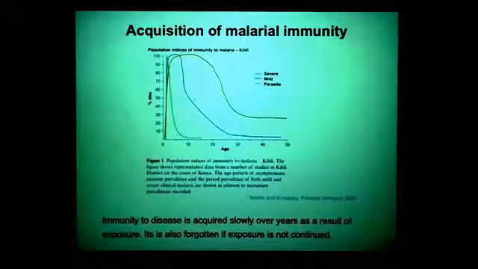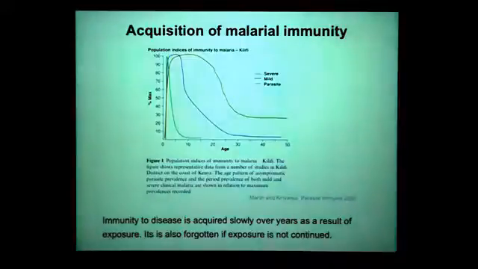And we really don't understand why it's so hard for the human immune system not only to launch an immunological response against malaria, but also to remember the malaria parasite. For some reason, it seems to be a very easy parasite for our immune system to forget.